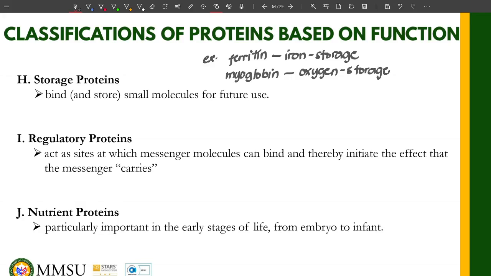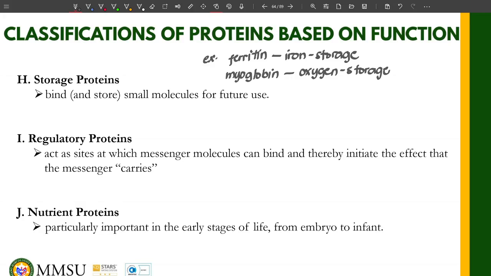Another one is regulatory proteins when they bind with the catalytic proteins or yung mga enzymes. So once they bind with the enzymes, they would either turn on or turn off or control the enzymatic actions that these enzymes would do. So para silang switch. They either activate or deactivate the enzymes or the small molecules carried by these messenger proteins. Yun yung regulatory proteins. And then the last one would be the nutrient proteins.